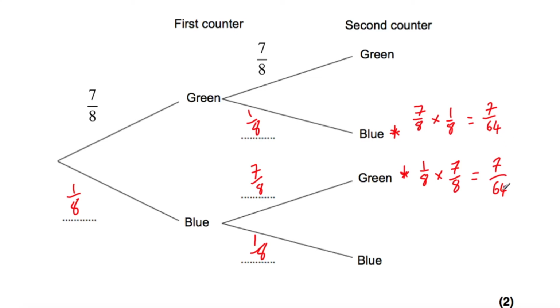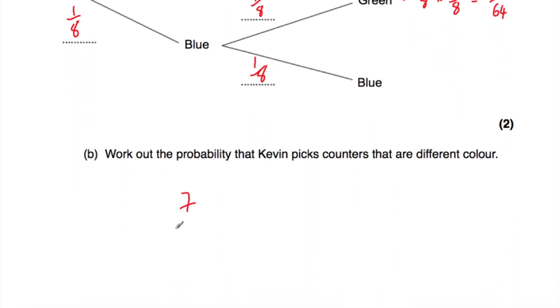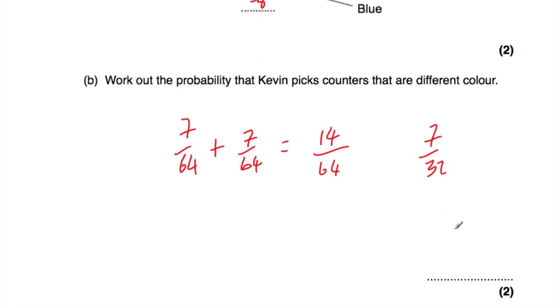So it's either this option or this option. So if we want the probability of them being different colours, we just add these two options together. So 7/64 plus 7/64. Just adding the numerators together because the denominator is already the same. 7 plus 7 is 14/64. And that's it. So the probability that Kevin chooses counters of different colour would be 14/64. Now we can cancel this. We can divide both of these by 2, and that would be 7/32. And that's it. So the probability that you choose counters of different colour would be 7/32.